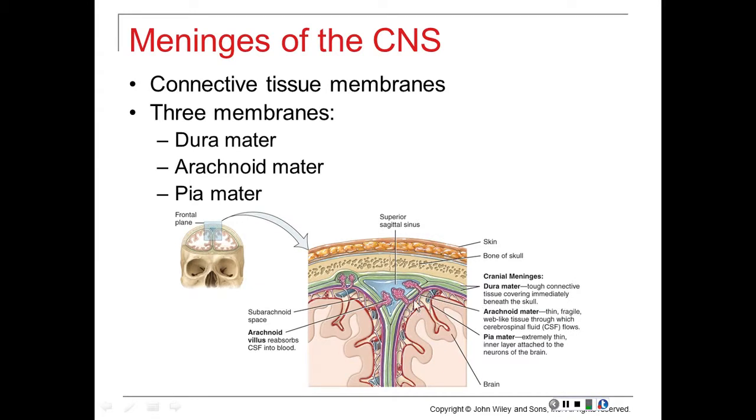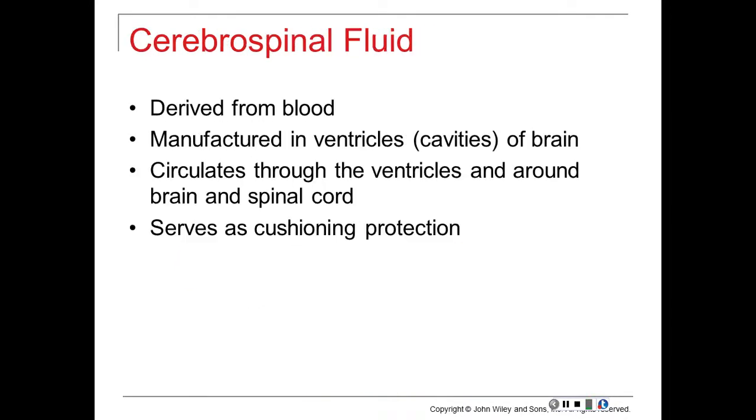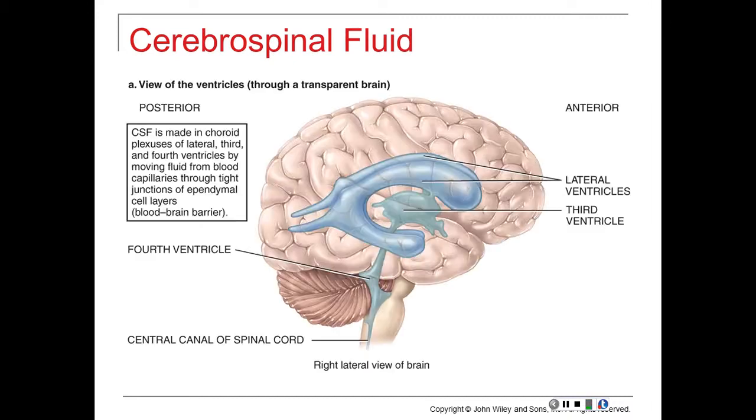And the cerebrospinal fluid functions to maintain that blood-brain barrier so the blood doesn't come in contact with our neural tissue. It helps get rid of waste as well as deliver oxygen and glucose to our neural tissue. It also serves as a cushioning for protection, kind of like a big water balloon surrounding our brain. Here you can see those ventricles.